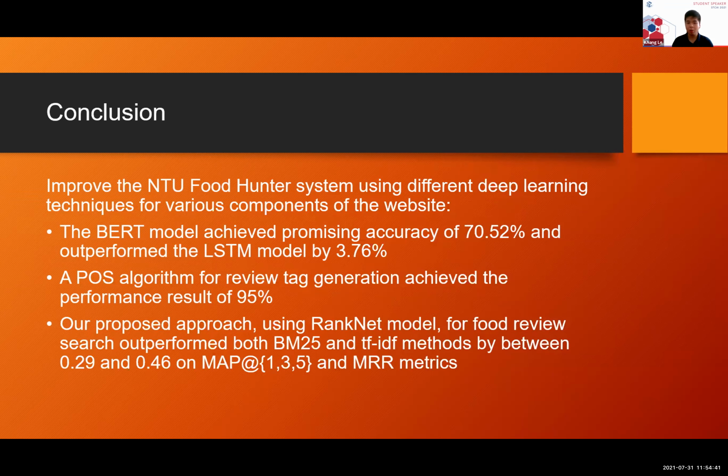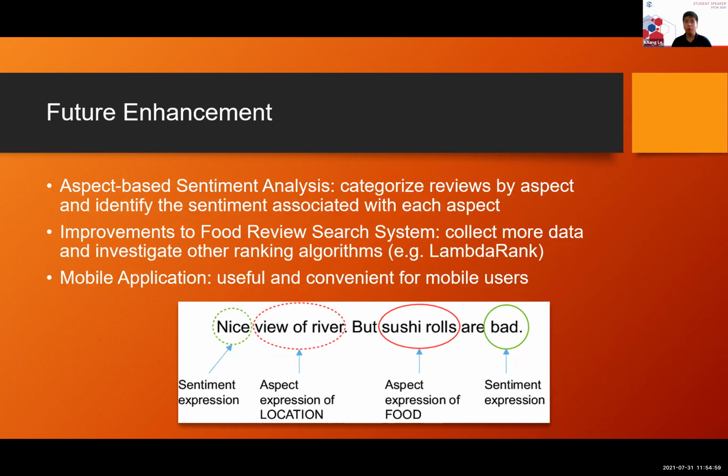Last but not least, our proposed approach of using the RankNet model for food review search outperformed both BM25 and TF-IDF by between 39% and 46% on MAP at 135 and MRR metrics. So as you can see, our system is now fully functional with some advanced features.